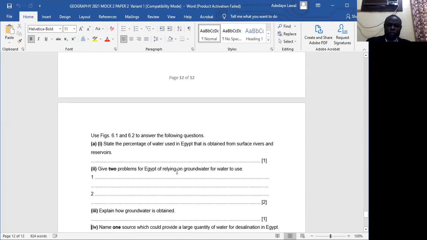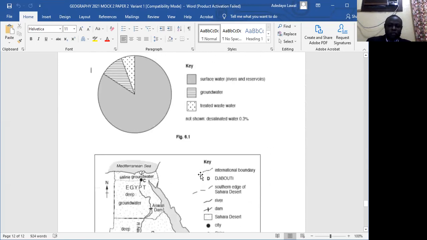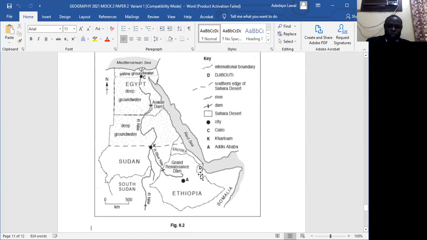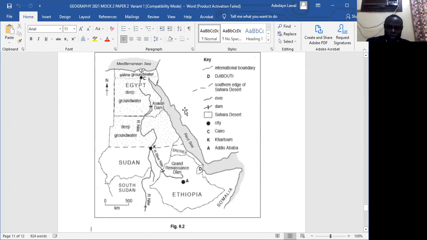Give two problems for Egypt of relying on groundwater for water use. Now, if you look at this, this question I'm treating is paper 2, the other side of paper 2. So most of your answers will come from the images that you have been given. Now, saline groundwater, that means that the groundwater is salty. So that's a problem. That means when they extract the water, they need to treat it, they need to remove the salt content before it can be used.